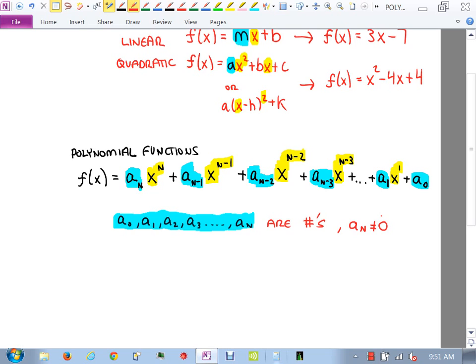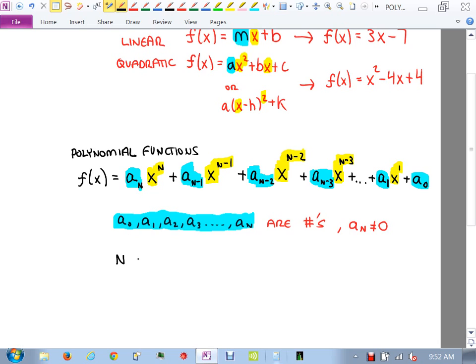So as long as that first number in front of x to the n is there, then we have a polynomial. Now, does it say anything about the other numbers? Like, could a sub 1 be 0? Yes. Could this one be 0? Yes. Okay. It's just that first one can't be 0. Y'all still there?